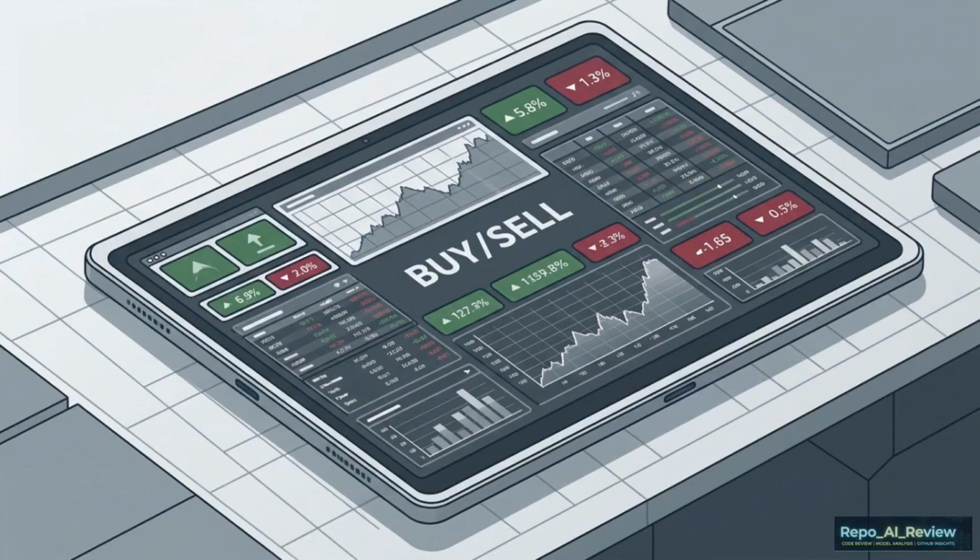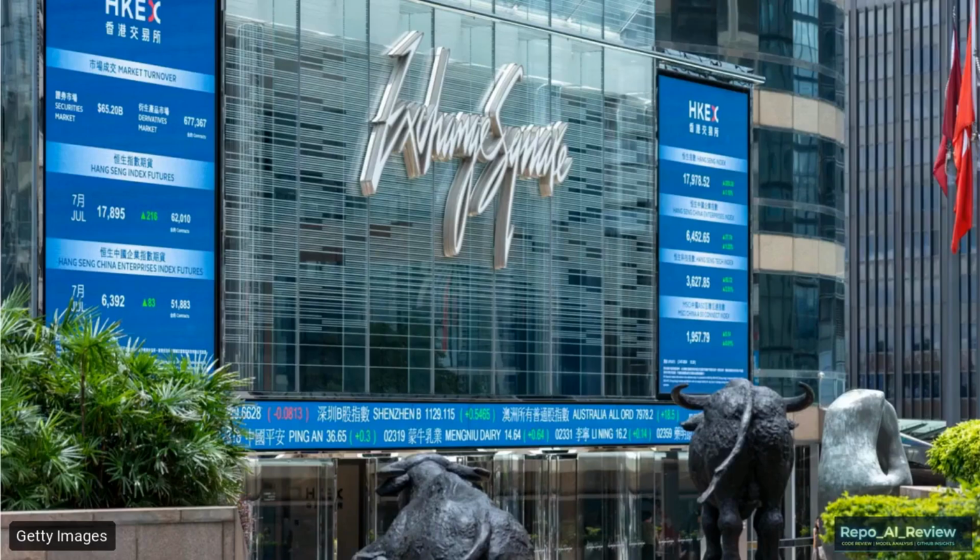The primary output of this system is a daily, fully automated decision dashboard. As seen on the digital displays behind the Hong Kong Exchange's Bronze Bull, the system simultaneously tracks equities across A-shares, Hong Kong, and US markets. What makes this accessible to a regular user is its zero-cost deployment architecture.